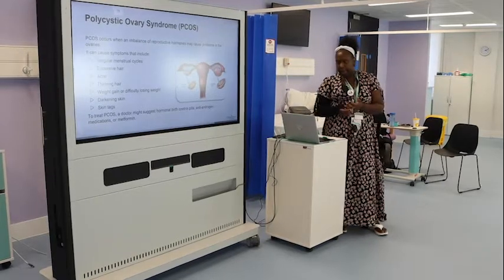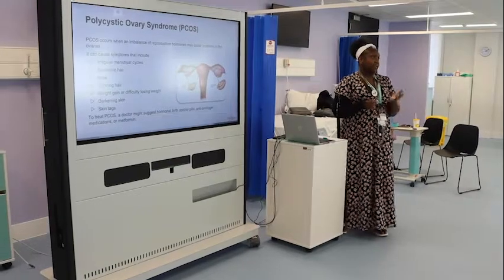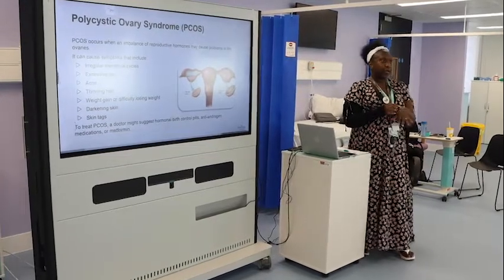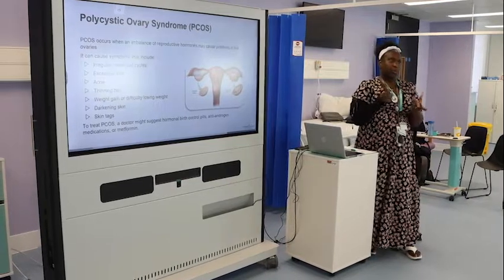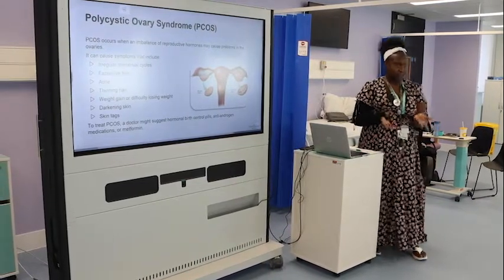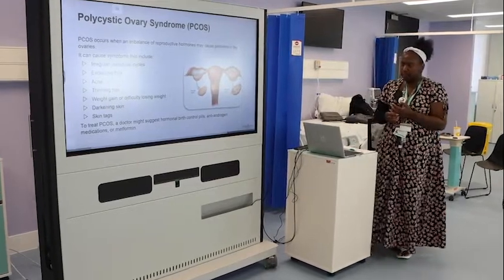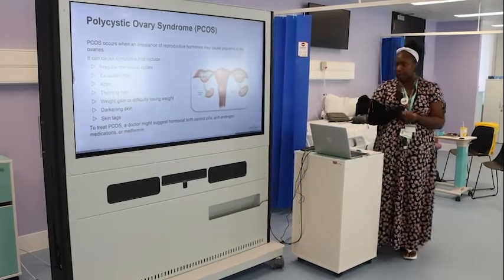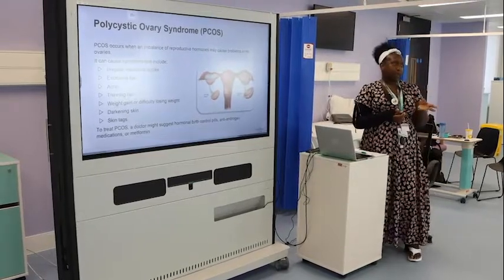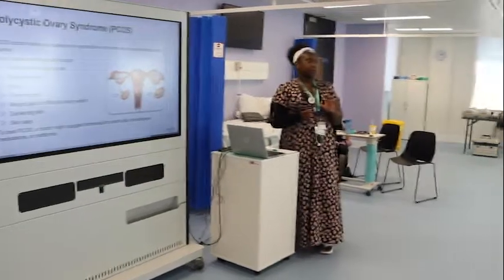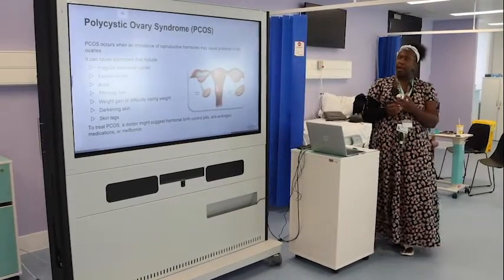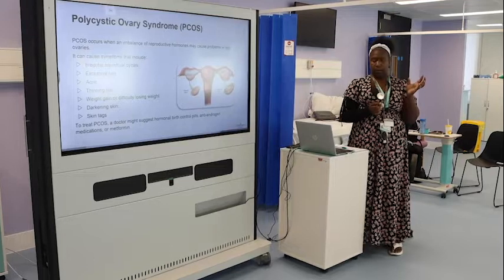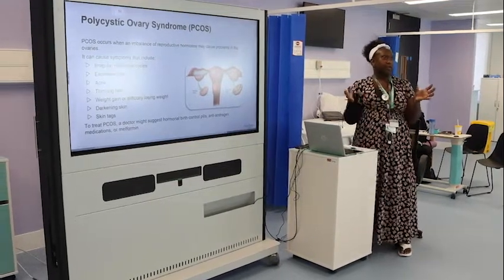And then you can also develop skin tags, and these skin tags can develop anywhere at all, and they can sometimes be mistaken for warts, and they get treated as warts, but then because they're not warts, they're skin tags, they get taken off and they can sometimes grow back. Okay, so they need to be treated properly. So PCOS is normally treated with hormonal, usually birth control pills, anti-androgen medications, or metformin. So metformin is also used sometimes in the treatment of type 2 diabetes as well. And sometimes people with, women with type 2 diabetes can also have PCOS, so they can have 2 endocrine disorders in one.